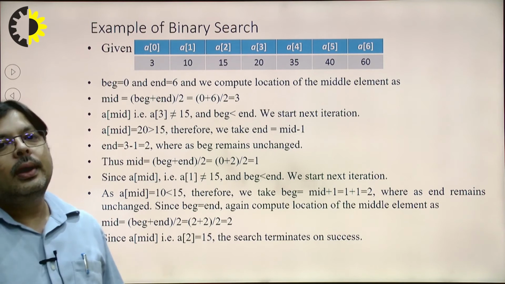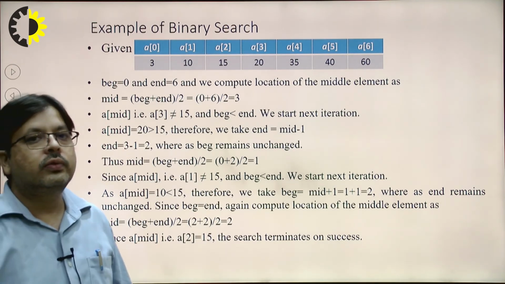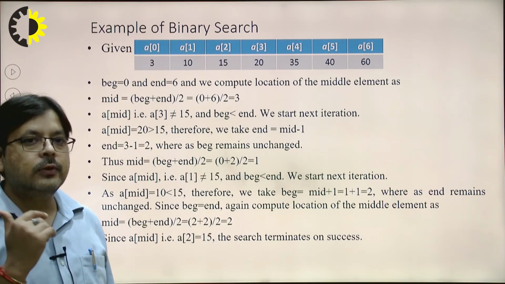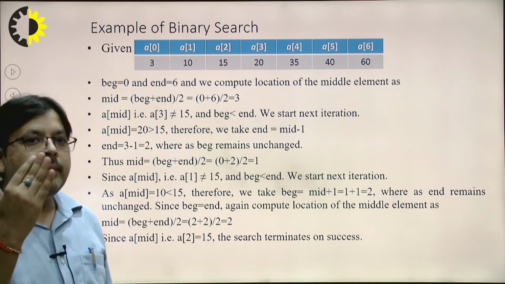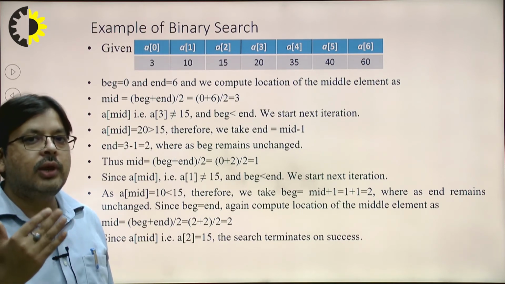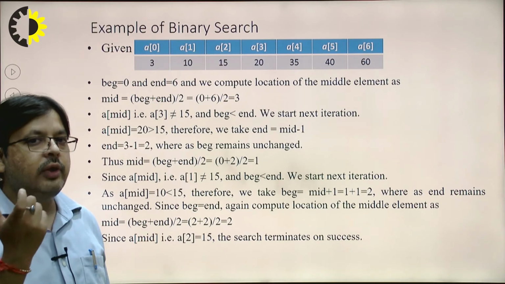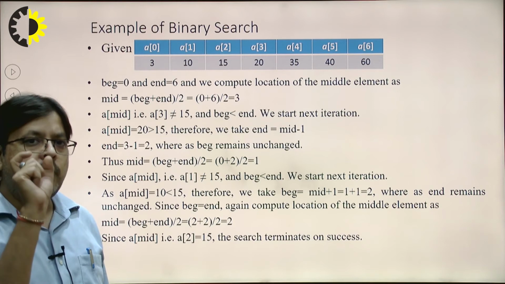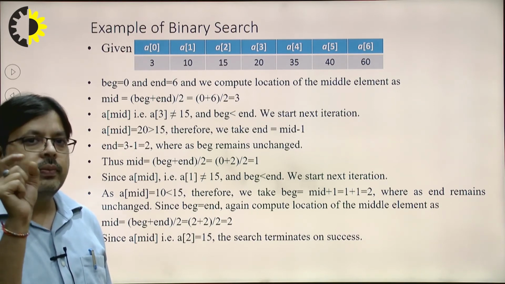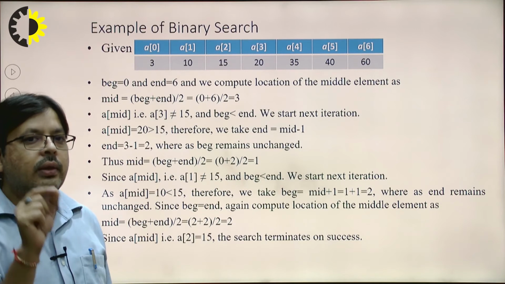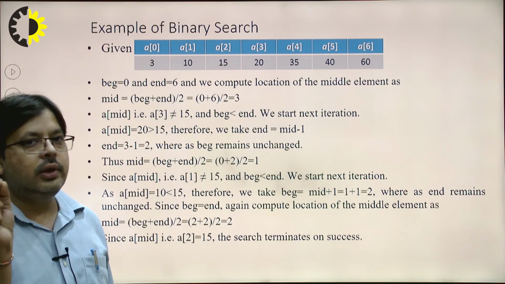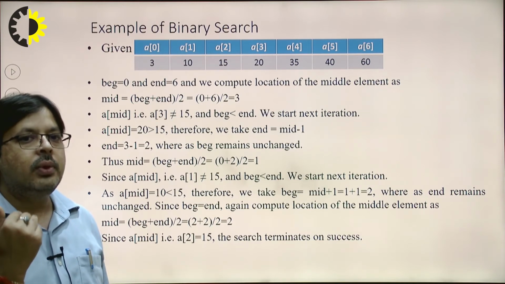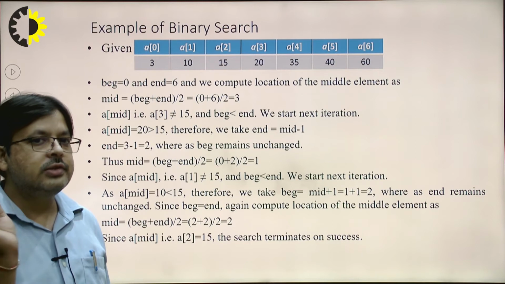Here we have an array of 7 elements, so indexing will be 0 to 6. Suppose we are trying to find 15. We fix indexes as per the C norms. So the beginning index is 0 and the end index is 6. How will you calculate the mid of the array? Mid will be beginning plus end divided by 2, that is 3, right?